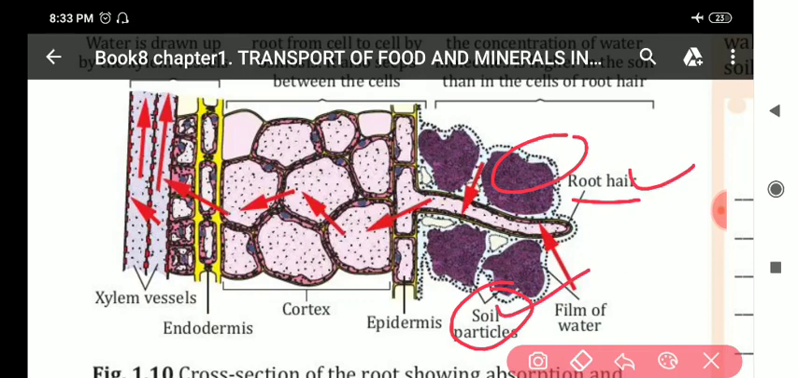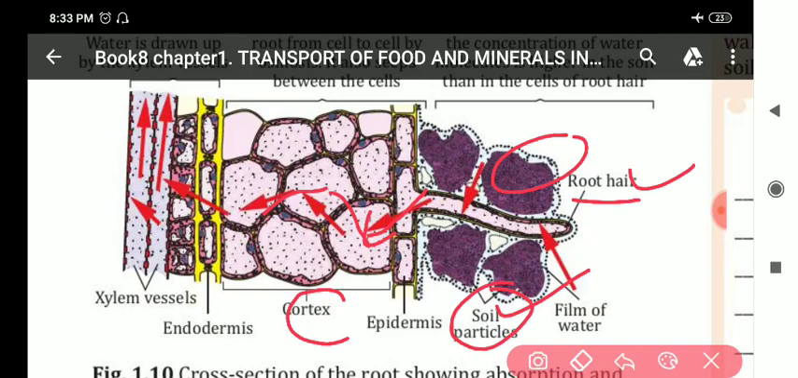Then, my dear students, this water goes from one cell to another cell. It reaches from the epidermis layer to the cortex region. The water and minerals reach the cortex region from one cell to another cell. So, as you see in the diagram, the water is moving from one cell to another cell by the process of osmosis.